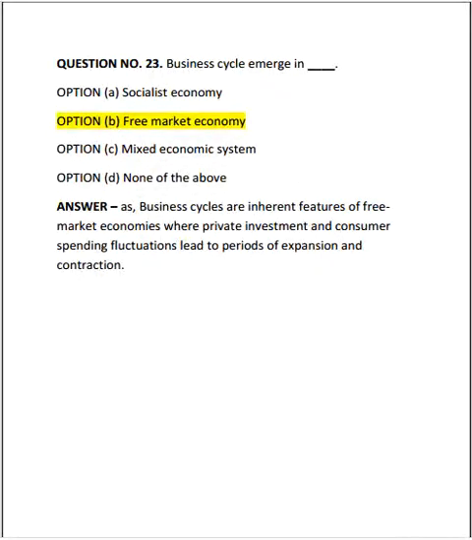Question No. 23. Business cycles emerge in. Option A, socialist economy. Option B, free market economy. Option C, mixed economic system. Option D, none of the above. Answer, B, as business cycles are inherent features of free market economies where private investment and consumer spending fluctuations lead to periods of expansion and contraction.